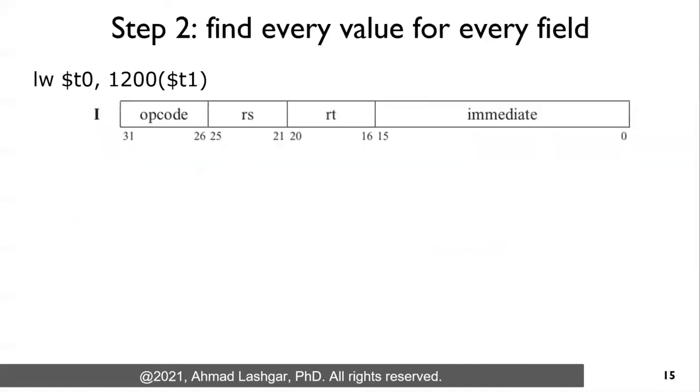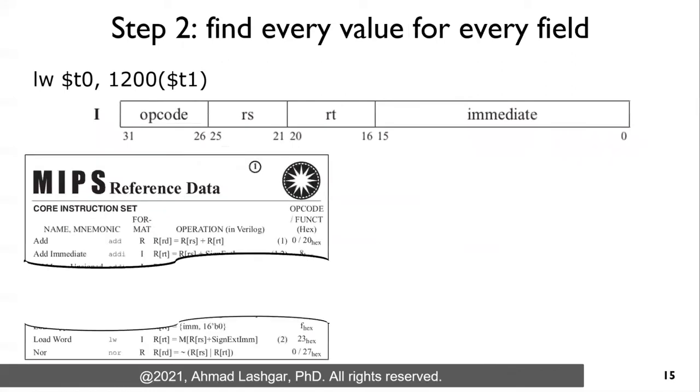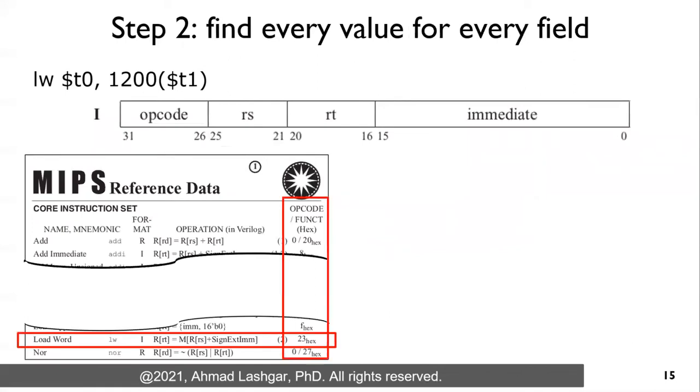Now let's find the values of all fields. We look at the same column where we found the instruction format first. To find the opcode, look at the opcode column. Here, the opcode is 23 in hex. That is 35 in decimal, and that's our opcode. The immediate value is the offset we see in the instruction itself, 1200, and that's the value of immediate in the instruction.